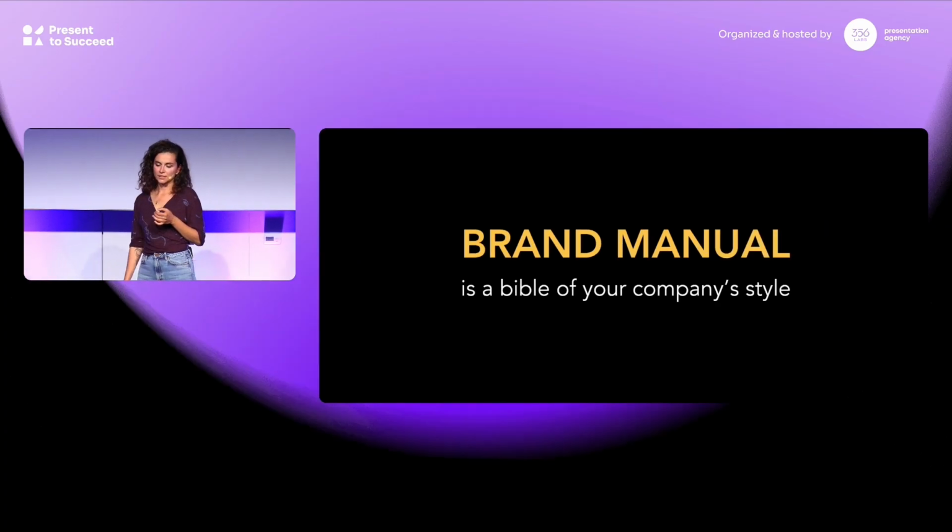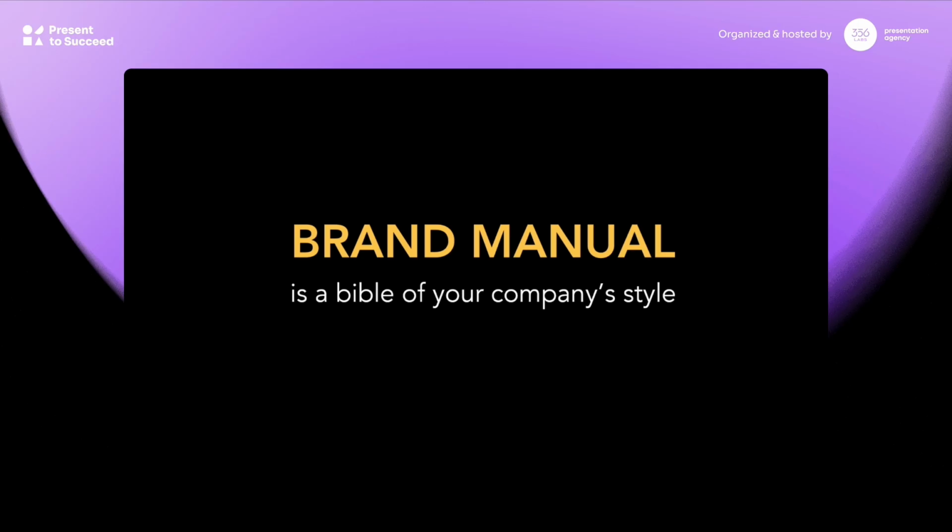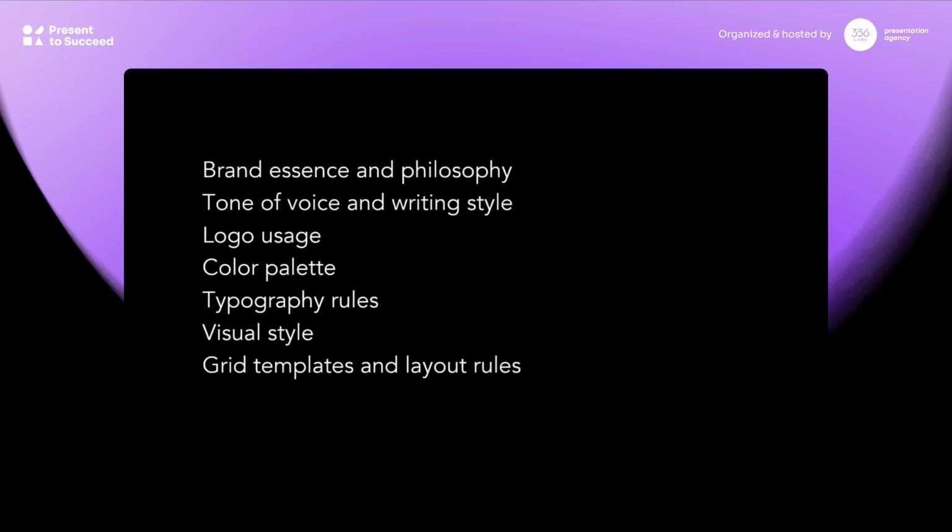A brand manual is essentially the Bible of your company's style. It's usually created and delivered by the same brand agency or designer that created your identity in the first place, and it contains a set of rules that you should apply to the branding. So it can be really helpful when you create a presentation. Most guidelines have more or less this structure: brand essence and philosophy, tone of voice and writing style, logo usage, color palette, typography rules, visual style, and if you're lucky, some guidance on grids and layouts.